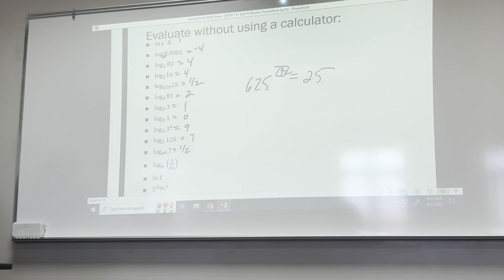Log base 6 of 1 over 36. And if that had just been log base 6 of 36, the answer would have been 2, right? The 6 squared is 36. To make it 1 over 36, just make it a negative 2.